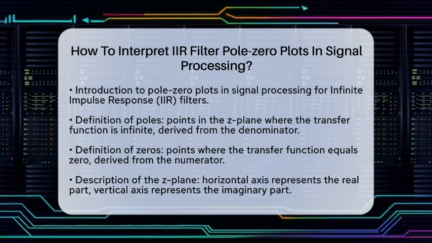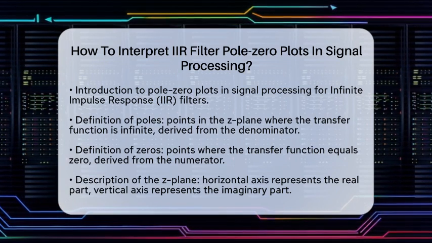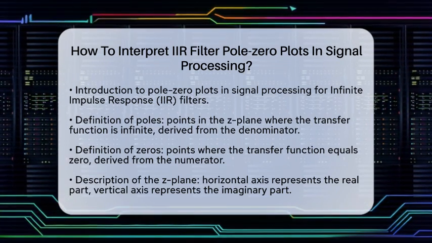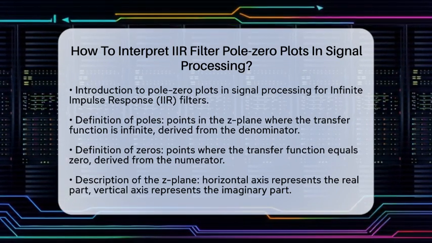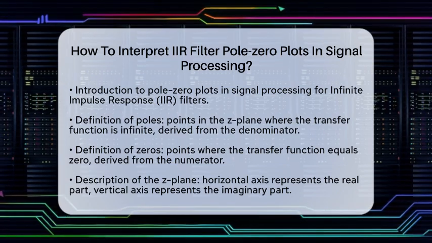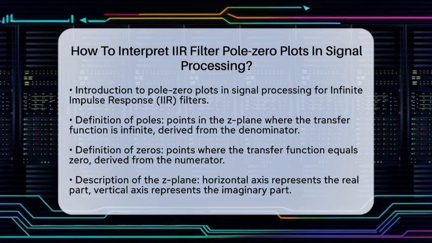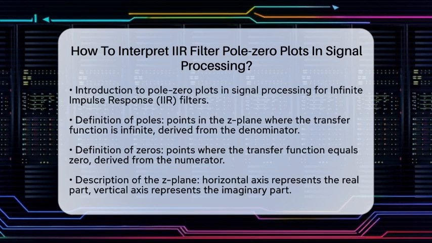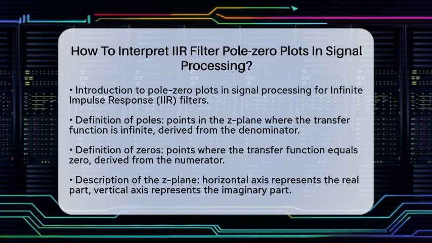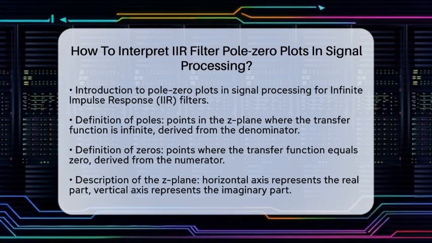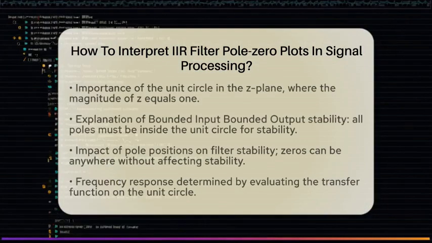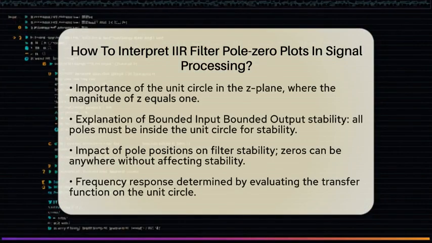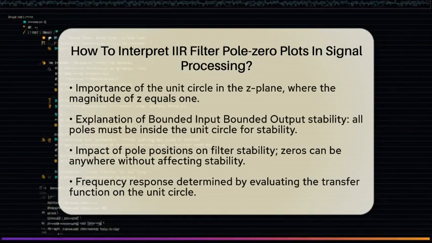Now, picture the z-plane as a two-dimensional space. The horizontal axis represents the real part, while the vertical axis represents the imaginary part of the complex variable. A key feature in this plane is the unit circle, which is where the magnitude of z equals 1. Evaluating the filter's transfer function on this circle reveals the frequency response of the filter.